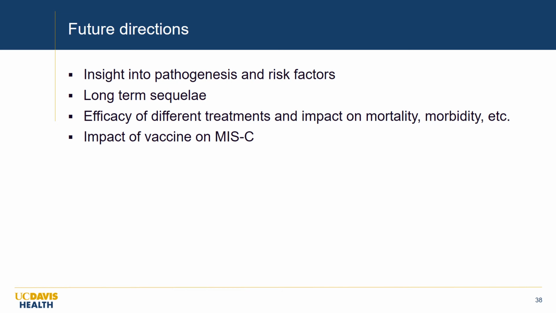We also want to be able to evaluate the efficacy of different treatments. Does IVIG work better for MISC? Do steroids? Do other anti-inflammatory treatments? And what's their impact on the morbidity and mortality from MISC? Finally, something that I think will be really interesting to see is the impact of vaccine on MISC. Our hope is that vaccine will decrease MISC and that children will be vaccinated, less likely to develop COVID, and thus less likely to develop MISC.